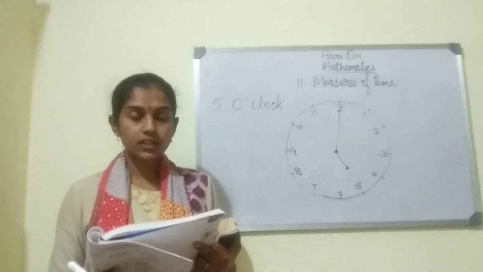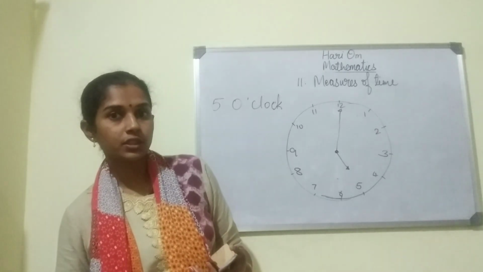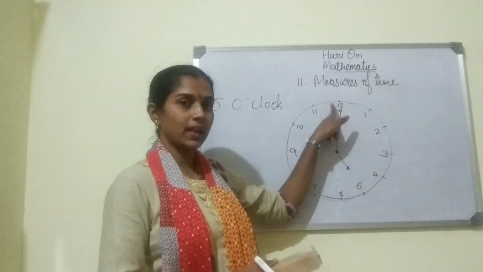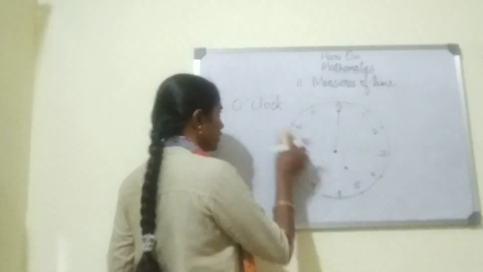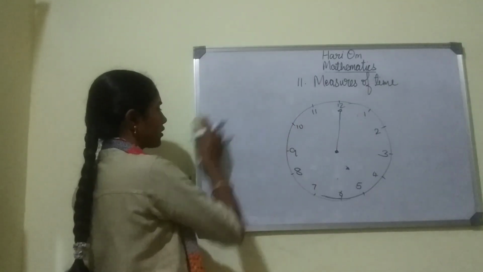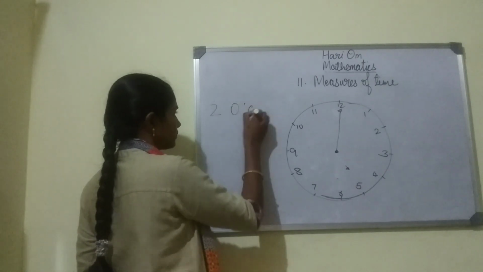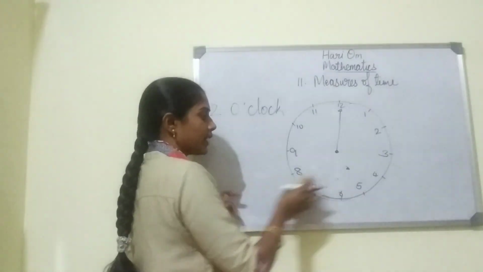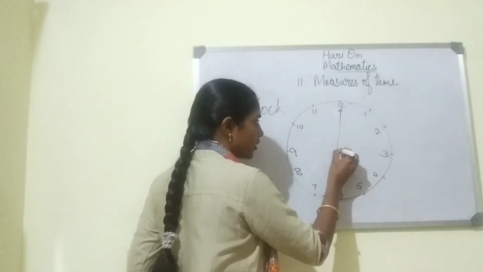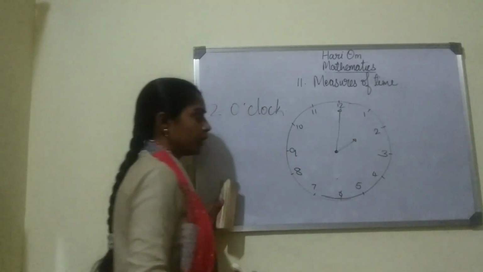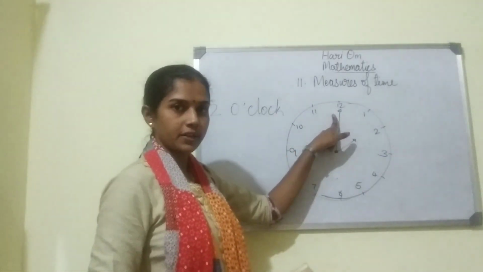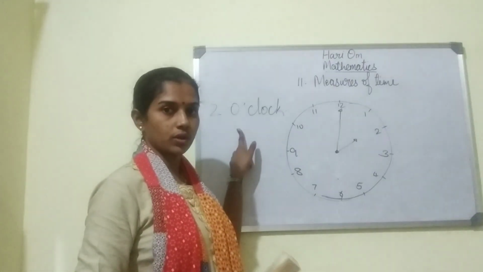Next, it is 2 o'clock. So where should the short hand be? Short hand should be at 2. Long hand at 12, sorry, it is 2 o'clock. So the long hand should be at 12 and the short hand at 2, it is 2 o'clock. Short hand at 2, long hand at 12 makes 2 o'clock.